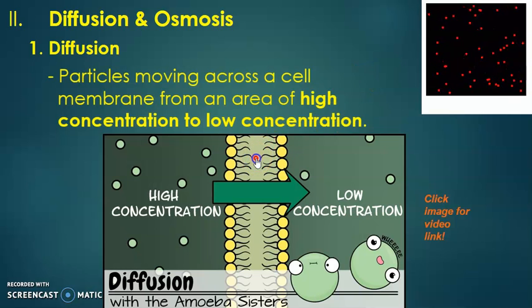The same thing is going to happen, as you can see down here, across what we call a selectively permeable membrane. Selectively, meaning that this plasma membrane here, or phospholipid bilayer, won't just let anything move from high to low concentration. It will be selective, but still we're going to be looking at movement from high to low.